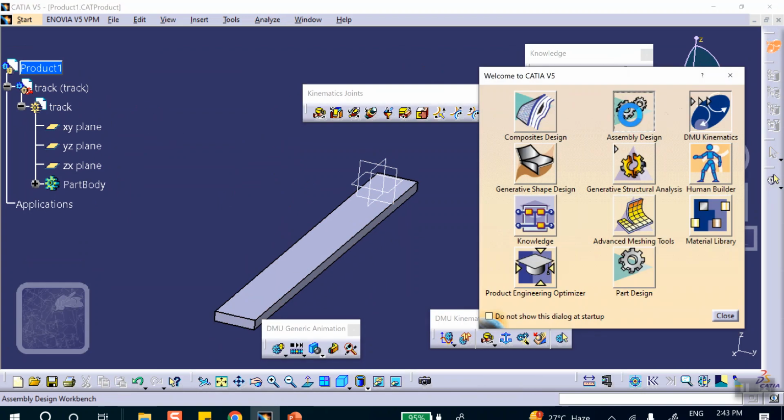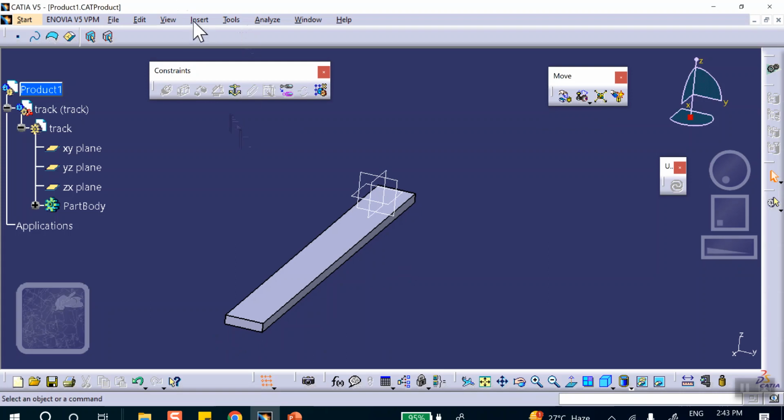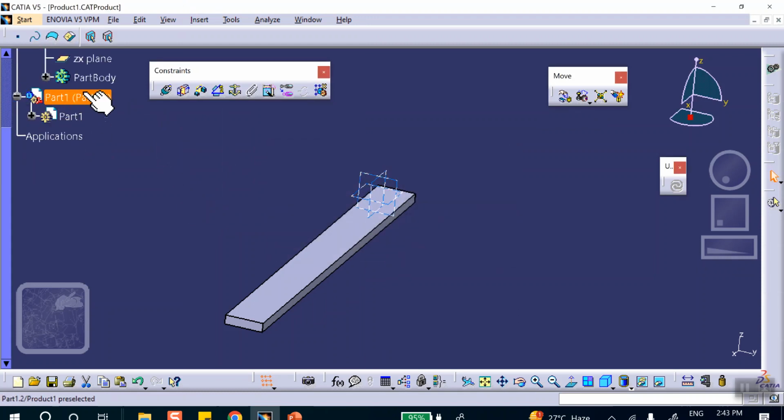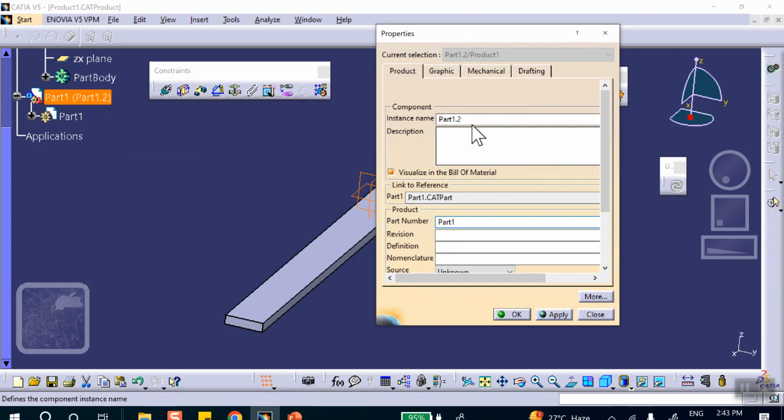Let's go to the assembly design here. So insert the blue block. Insert new part in there. And I'm going to call this thing, right click, blue block. Blue block. Okay. Let's make it.